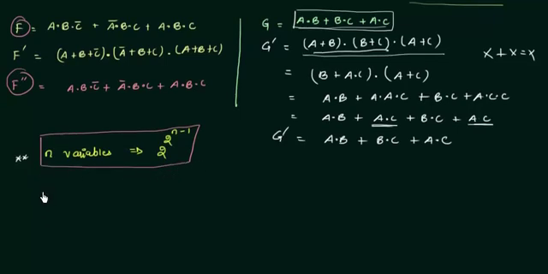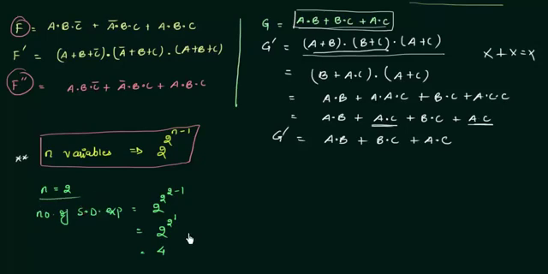Let's say the number of variables is 2, then n is equal to 2, and in this case the number of self-dual expressions is equal to 2 to the power 2. Here n is equal to 2, so we have 2 minus 1. If we solve this, we have 2 to the power 2, and the power of 2 will be 2 minus 1, 1. So we have 4. In total, we are having 4 self-dual expressions when the number of variables is 2.